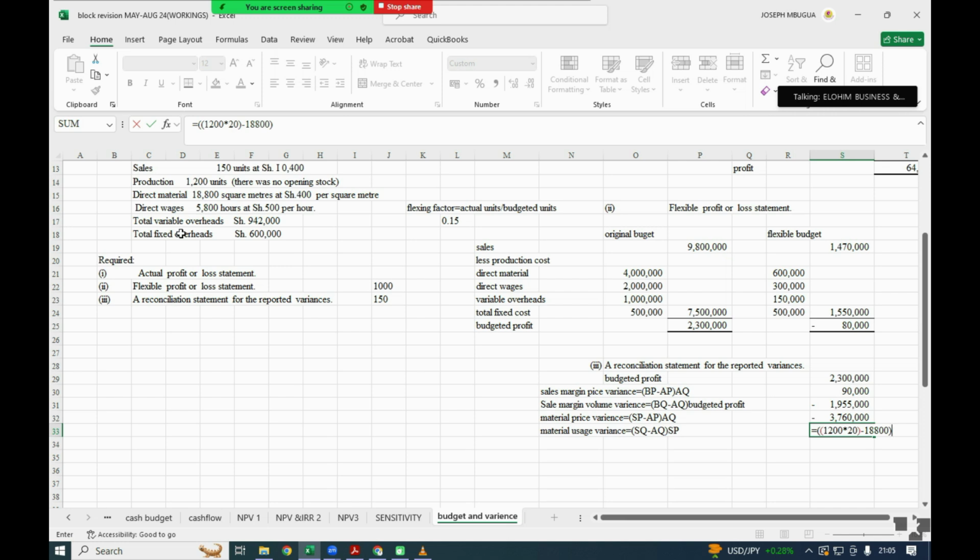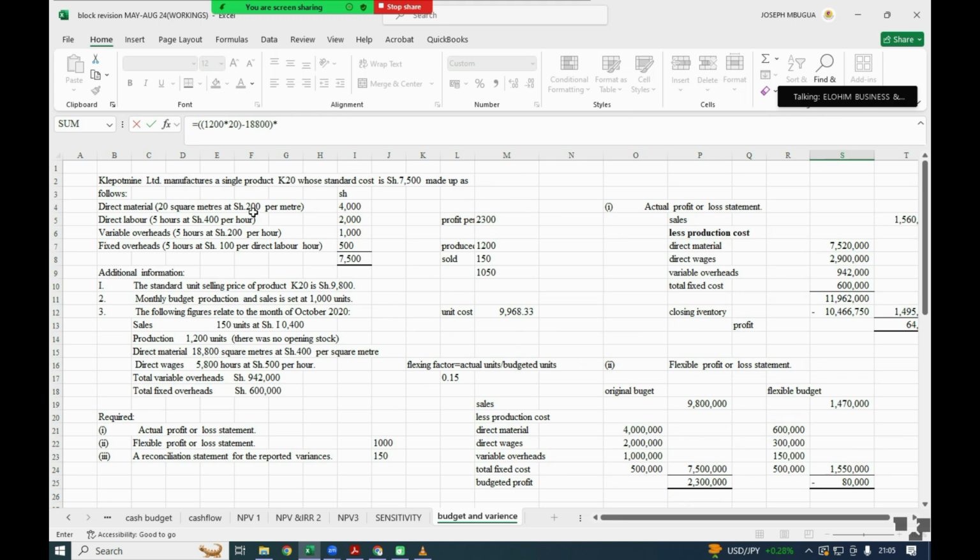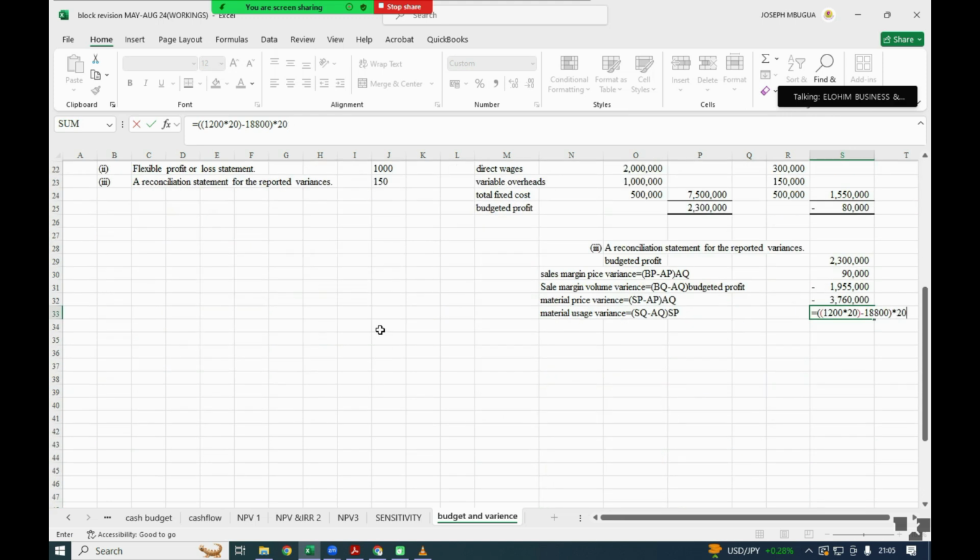The actual production was 2. If we went through what we had budgeted at 20, we could have used 1,200 by 20, which is 24,000, but we ended up using 18,800. So we used less by the standard price, and our price was 200 per meter. And that's why you'll find that it is giving us a favorable variance of 1040, because the actual quantity that we used was less compared to the quantity that we had planned to use.